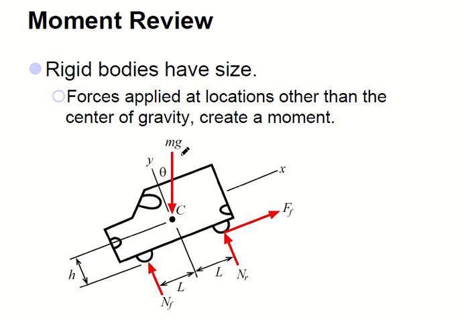So your mg, here is a little point, and we have already studied, every time we see the mg, we know that that's the center of gravity point. So if your forces apply at locations other than the center of gravity, they create a moment. Why? Because they disturb the stability of that rigid body.